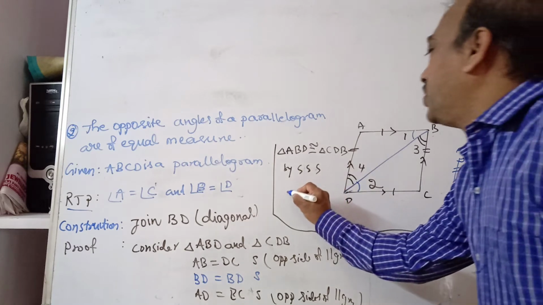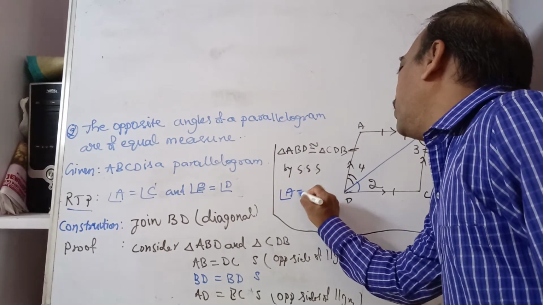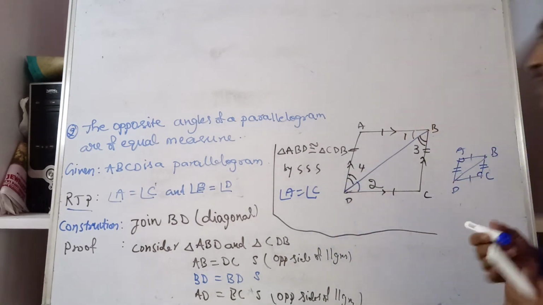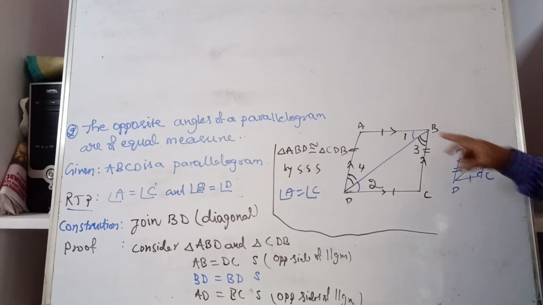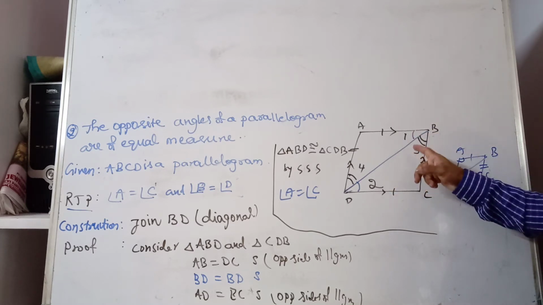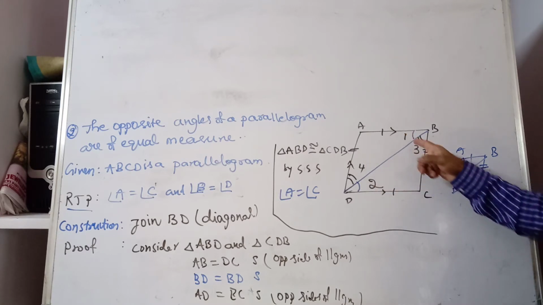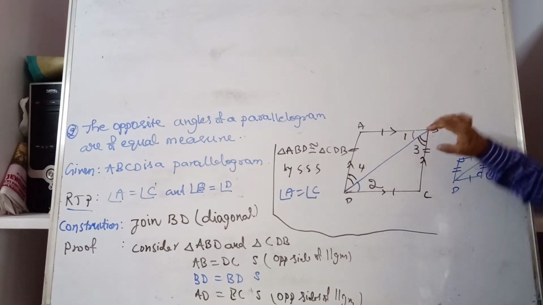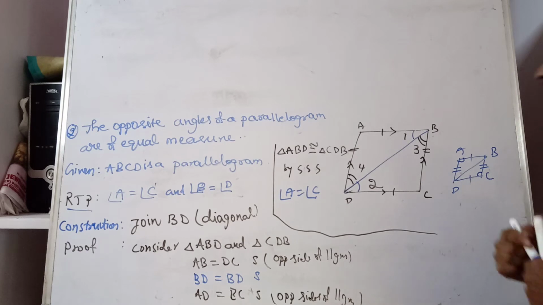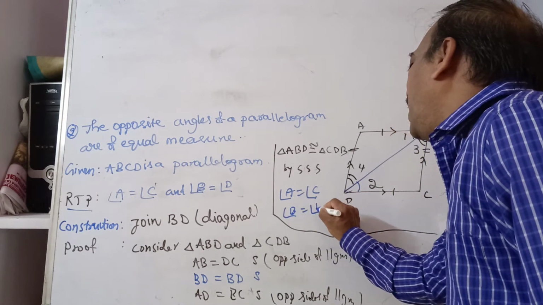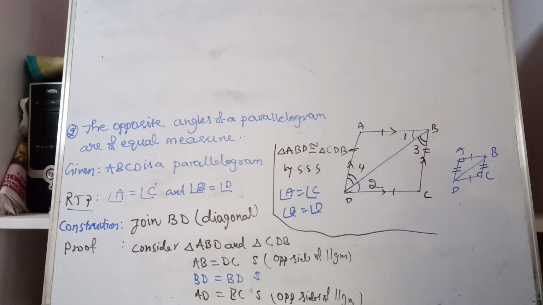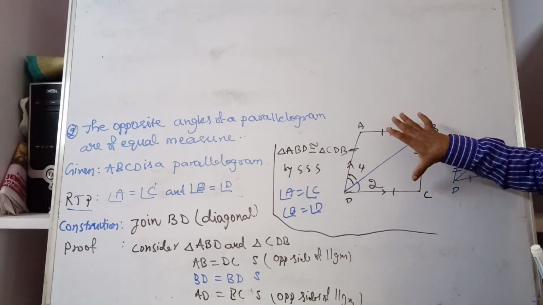Angle A is equal to angle C. Observe it. This is because opposite sides of a parallelogram are equal. Now B and D will be equal. Why? Angle 1 is equal to angle 2, and angle 3 is equal to angle 4. So 1 plus 3 is equal to 2 plus 4. So similarly you can say angle B is equal to angle D.